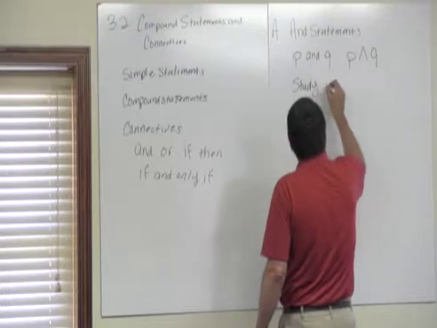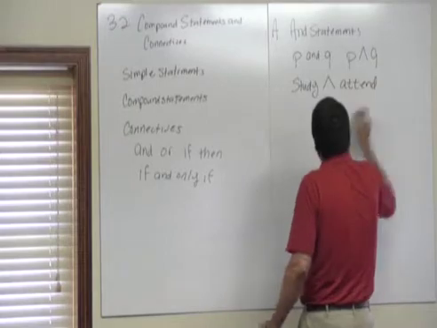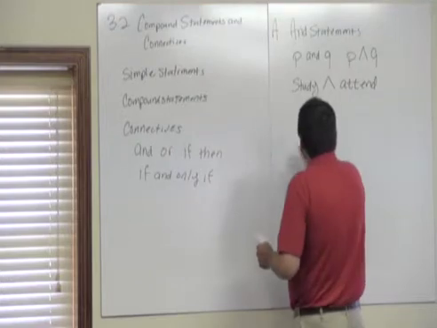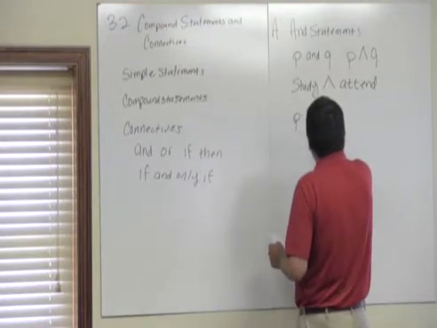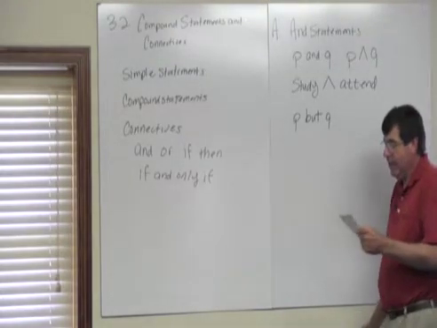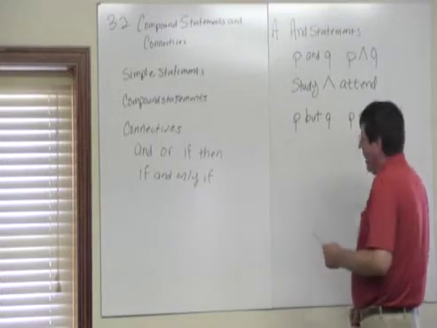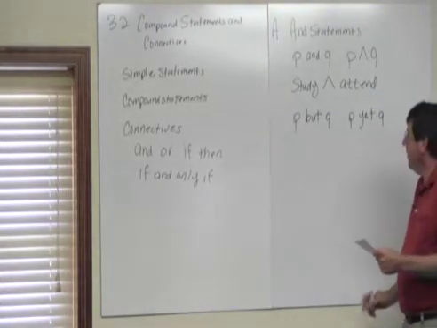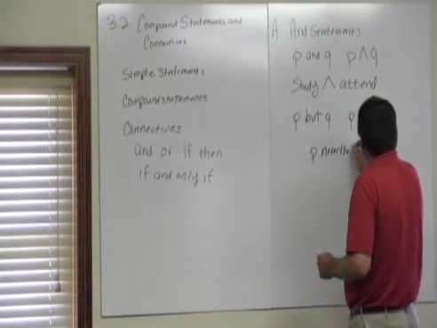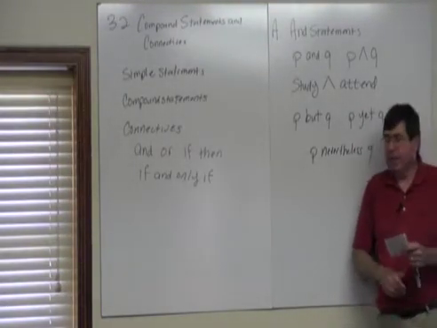I study for the class and I attend. Okay, that makes sense. Another way to say P and Q is to say P but Q. I study but I attend class. I could say P yet Q. I study yet I attend class. I could say P nevertheless Q. I study, nevertheless I attend class.